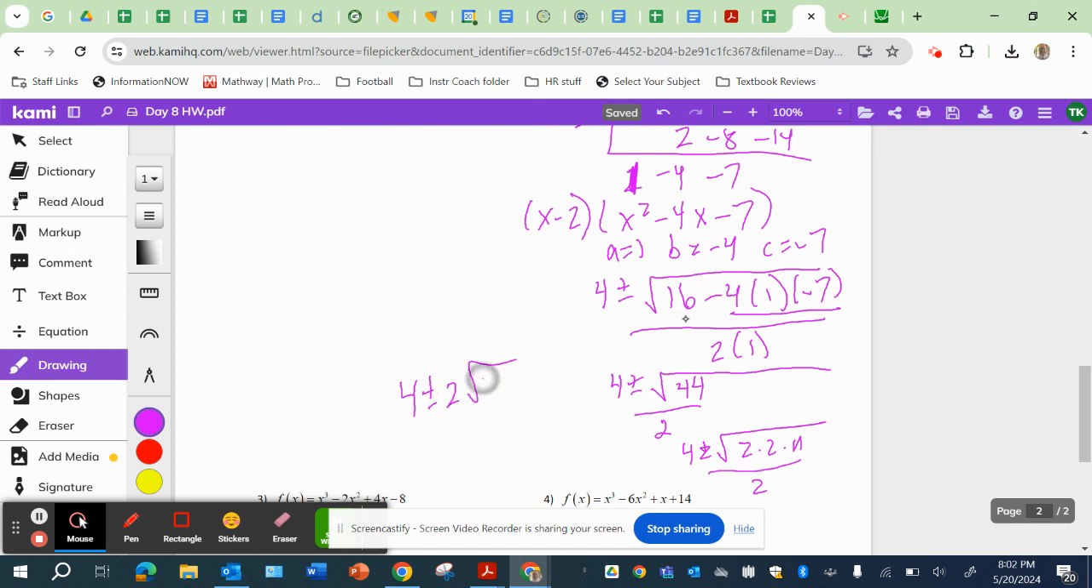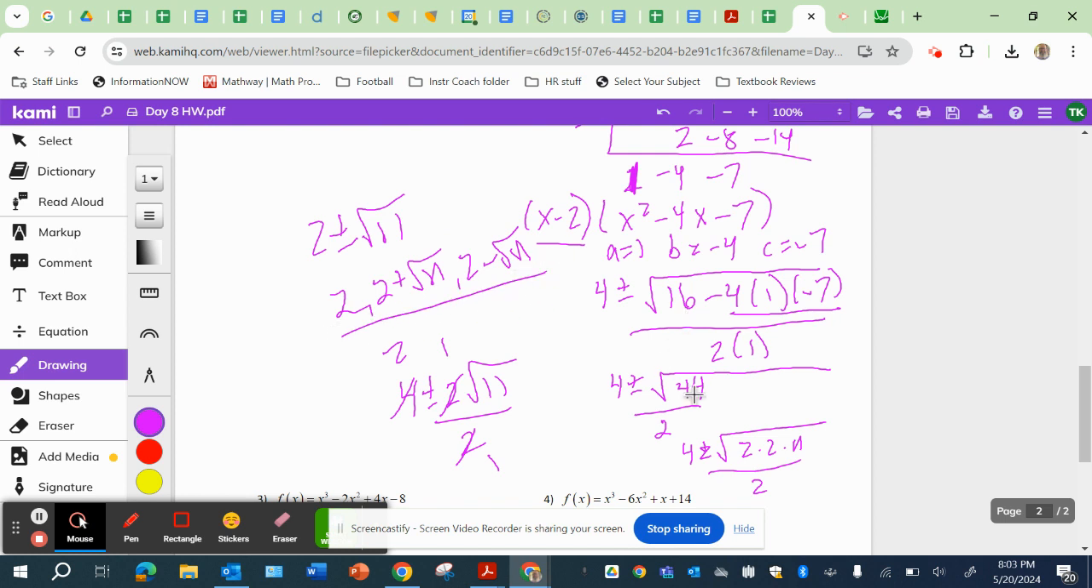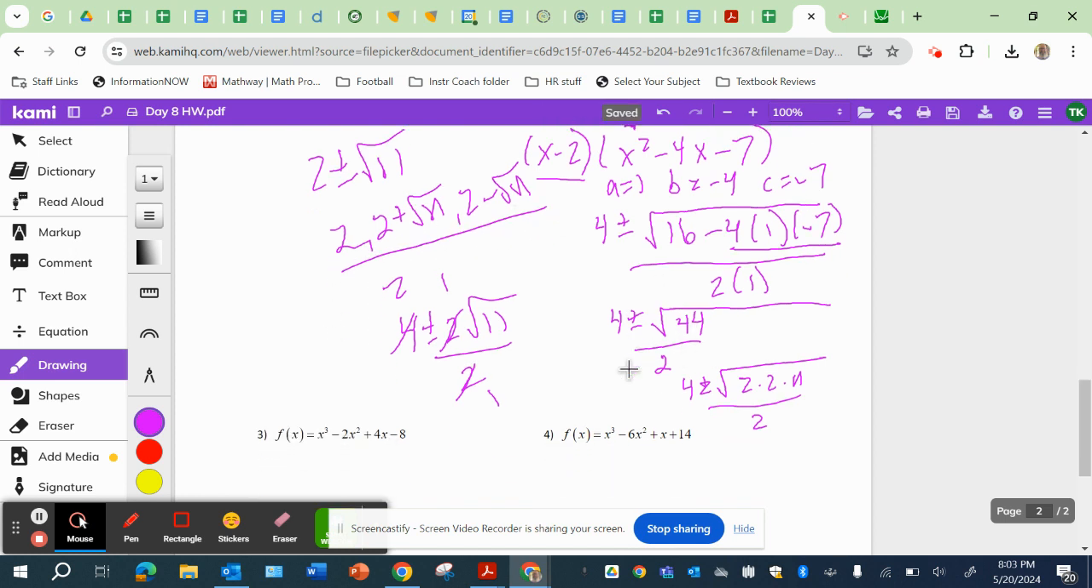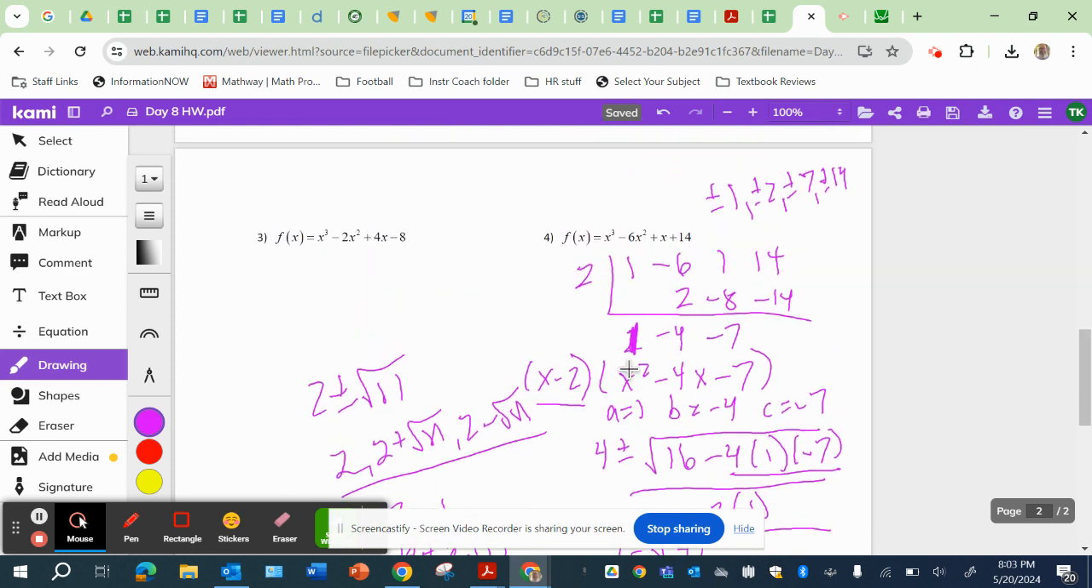4 plus or minus 2 radical 11 over 2. I can take a 2 out of everything. So I end up with 2 plus or minus square root of 11. So the zeros would be 2, 2 plus radical 11, 2 minus radical 11. So if you get stuck, graph it. Save yourself some time.